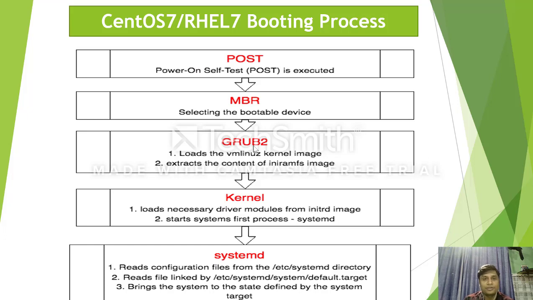Then the kernel loads the necessary driver modules from the initial RAM disk image and starts the system's first process, that is systemd. Earlier in CentOS 6 it was init. If you want to find out the PID for this, you can use the command ps -ef | grep systemd. You will get the first process ID. And the last process ID is generated when you power off the virtual machine.